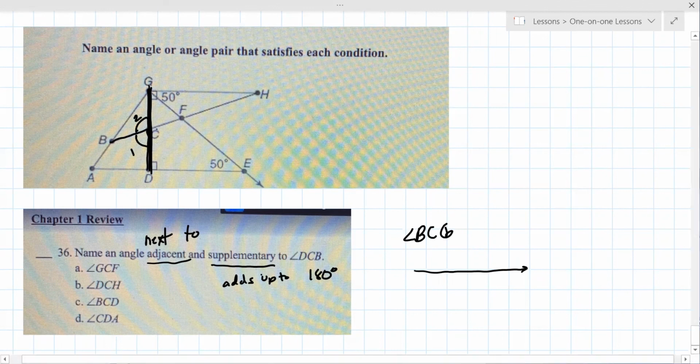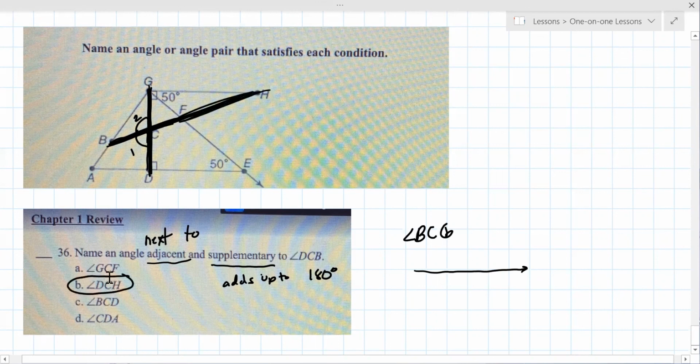Then there's also this one over here, FCD, which also makes a supplementary going this way. But I'm not seeing the one that they want. Let me just look at them again. GCF, that is not it. D to C, oh, D to C to H is. See how it's that one that goes there.